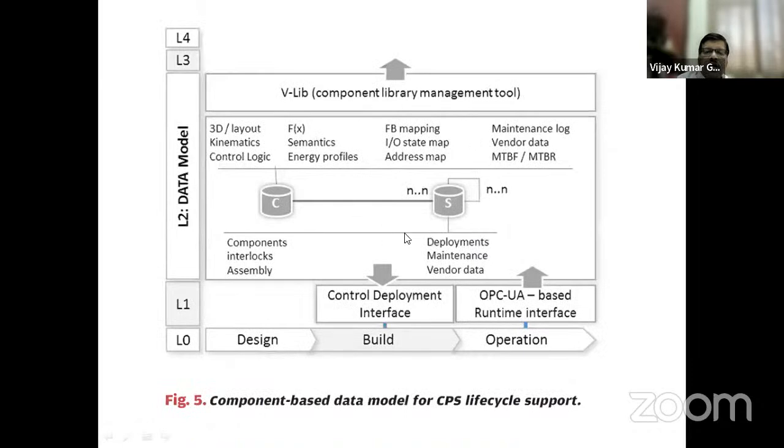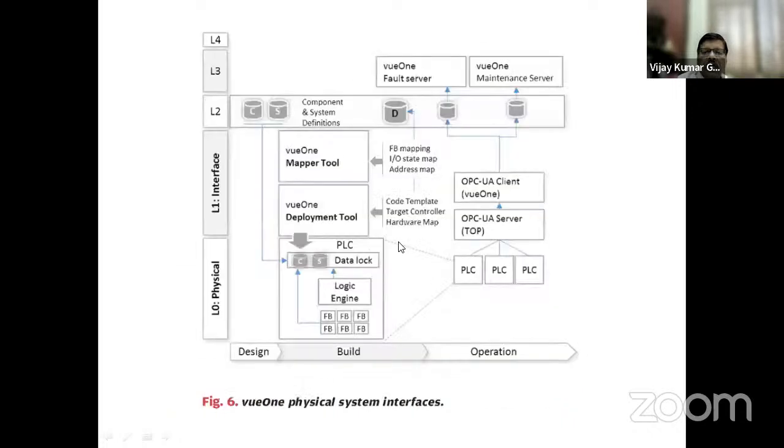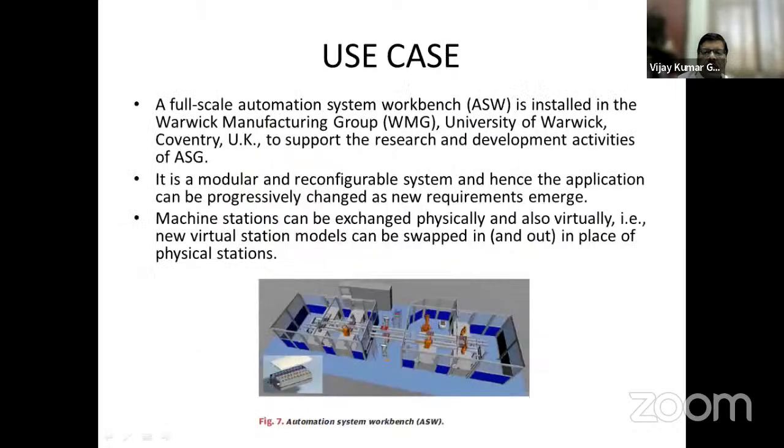So this is the view library, right? So that includes the control deployment and other things, right? And then they presented a case study based on the ASW, basically automation system workbench, which is installed in the Warwick Manufacturing Group at the University of Warwick, UK.